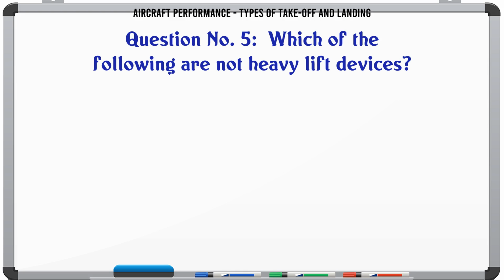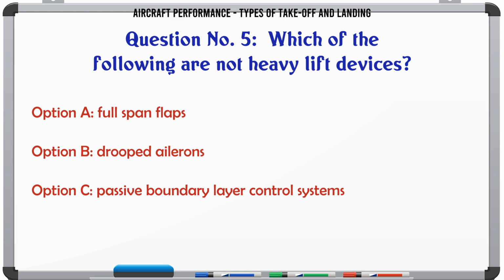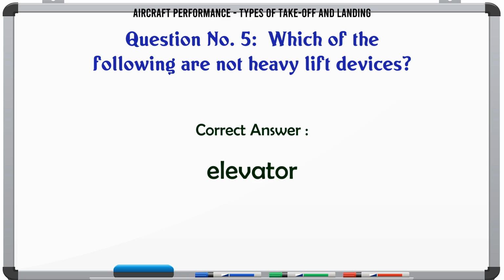Which of the following are not heavy lift devices? A: Full span flaps. B: Drooped ailerons. C: Passive boundary layer control systems. D: Elevator. The correct answer is elevator.